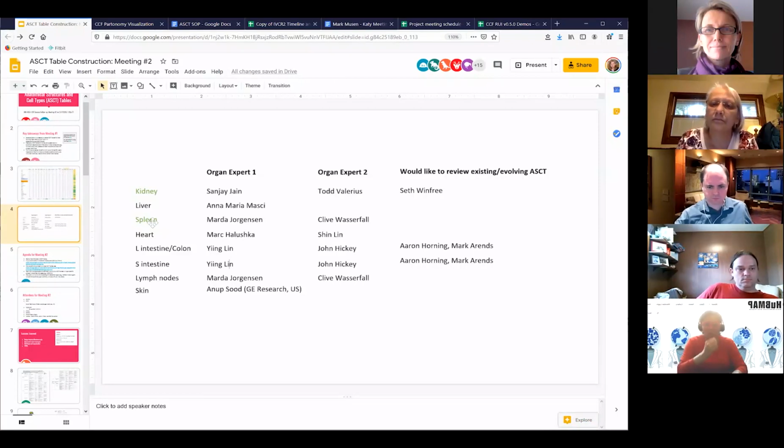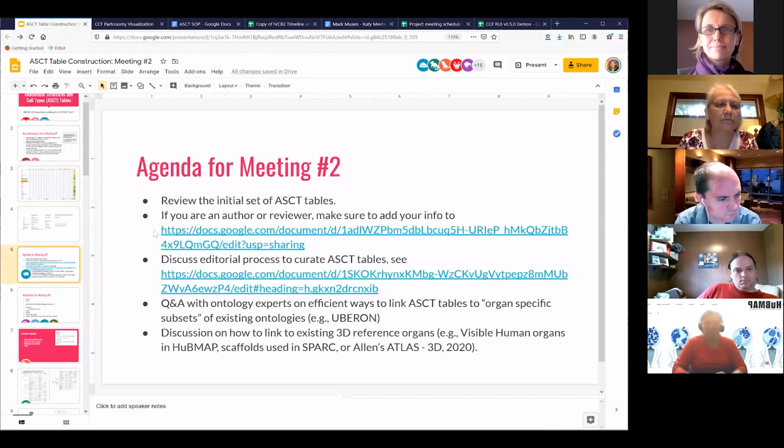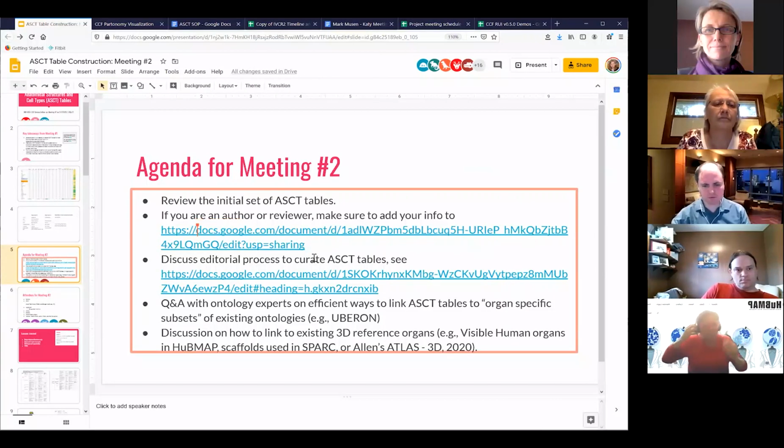Today's topic is about looking at new tables that have been created in the last 4 weeks. We had a number of experts who volunteered to create these tables, and others who volunteered to review and provide expert feedback. We will today review this initial set of tables. If you happen to be one of the authors of those tables or a reviewer, please make sure to add your information to this Google Doc, which Ellen kindly provided, so that we can give credits to all of those who really contributed to this effort.